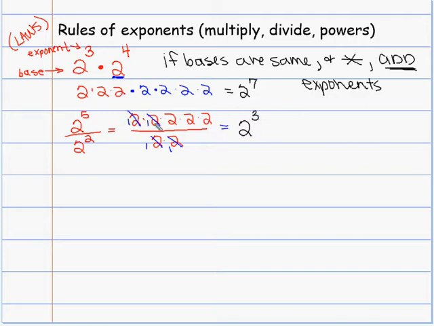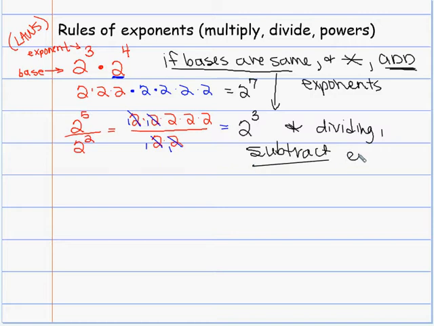So again, if the bases are the same and you are dividing, you subtract the exponents. So 2 is the base, so that stays, and 5 minus 2 is 3.